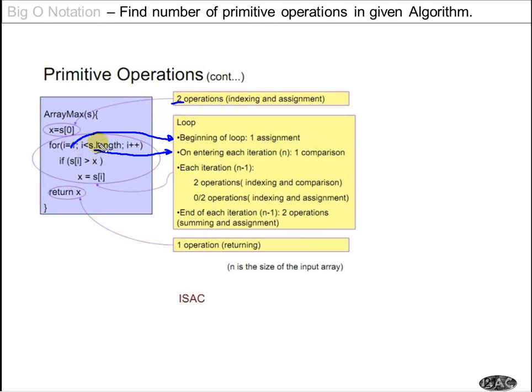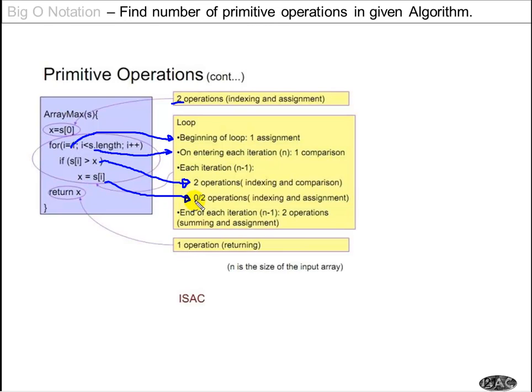N times it will enter, so it will be one comparison n times. Now each iteration, that n minus 1 iteration, it will check if s[i] is greater than or equal to x. So there are two operations here, indexing and comparison. And then x equals s[i]. This is 0 or 2 operations, indexing and assignment.